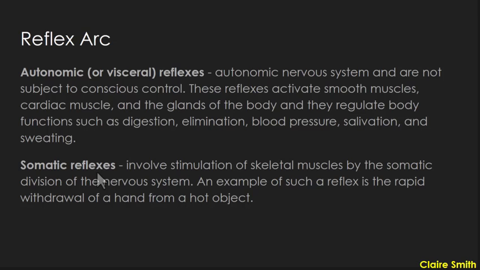We also have somatic reflexes, which is the stimulation of skeletal muscles by the somatic division of the nervous system. An example of these reflexes is the rapid withdrawal of a hand from a hot object. So a little distinction there.